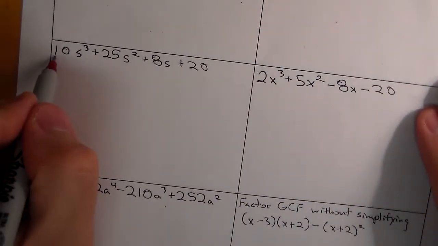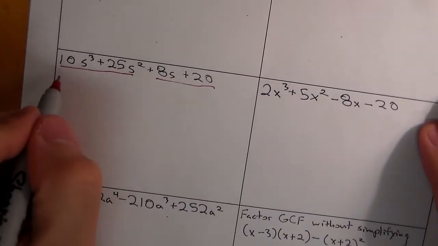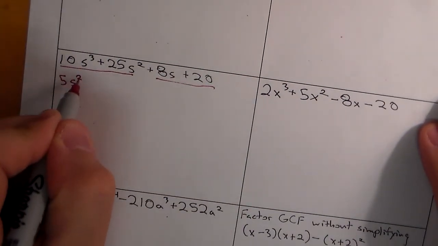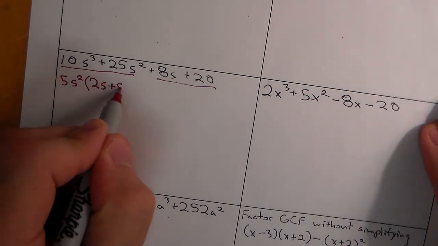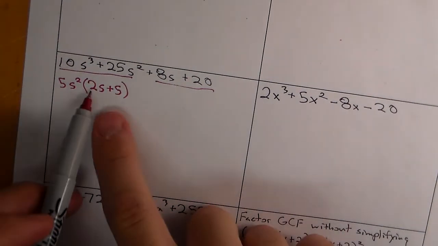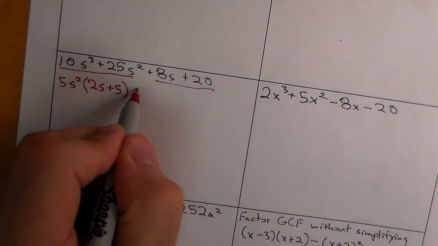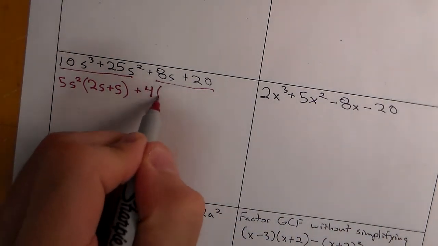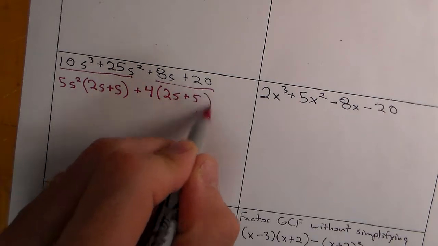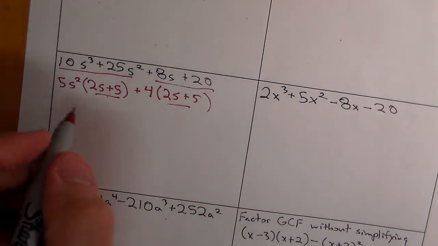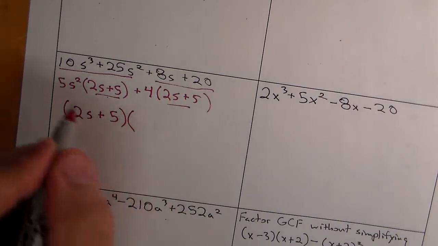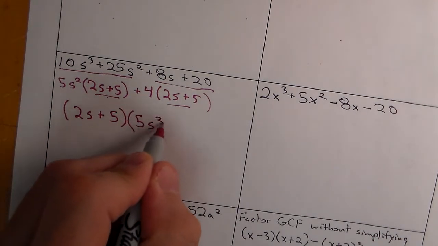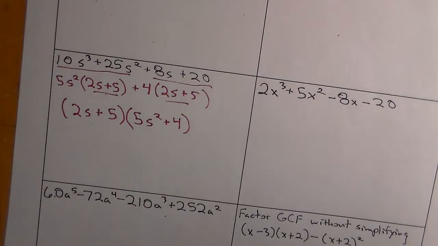I'm going to take the first 2, last 2, take out a 5s squared from both of these, leaves me with 2s plus 5. So if it's going to work, it's going to match 2s plus 5. I'm going to take out a 4. That leaves me with 2s plus 5. 2s plus 5 is the common term. Factor that out. I'm left with 5s squared plus 4. Neither of those are going to factor anymore. We have our factored result.